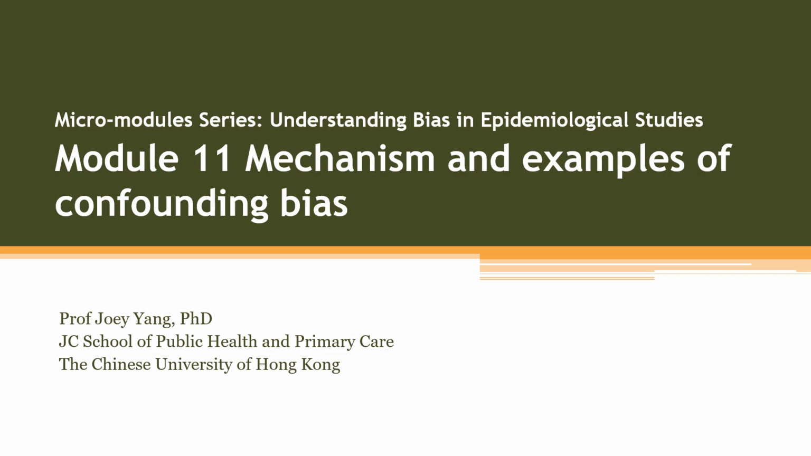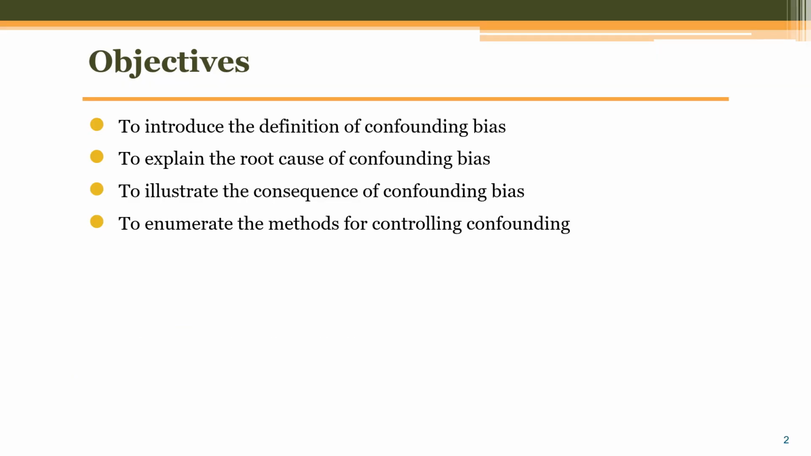Welcome back to the micromodule series, Understanding Bias in Epidemiological Studies. In this module, we will be focusing on mechanism and examples of confounding bias. The objectives of this module are to introduce the definition of confounding bias, explain the root cause of confounding bias, illustrate the consequence of confounding bias, and enumerate the methods for controlling confounding.